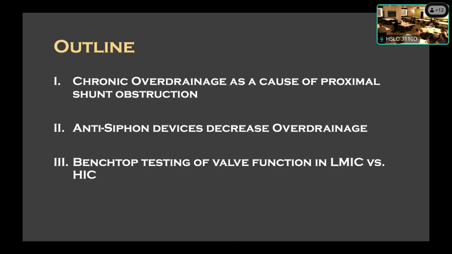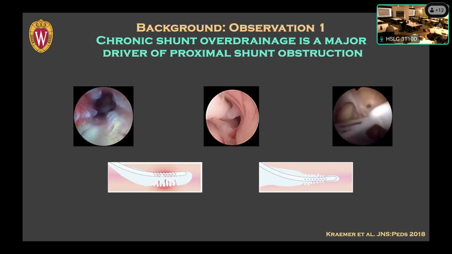This is the outline of the themes I will be covering. I'm going to start with the relationship of chronic overdrainage and proximal shunt malfunction. As Dr. Iskandar explained a few weeks ago, we have observed that chronic overdrainage is a leading cause of proximal shunt obstruction.